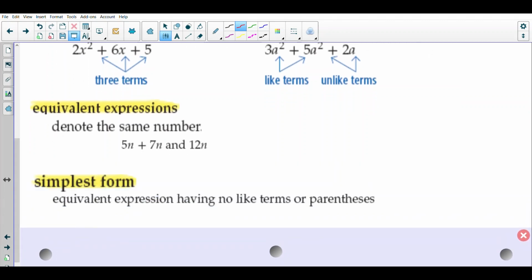And then simplest form is an equivalent expression having no like terms or parentheses. So in the last video you saw that I was always saying, well, there's nothing we can do. This is why, because they all had a different variable power. They didn't have any like terms. So we're going to practice that here for a little bit.